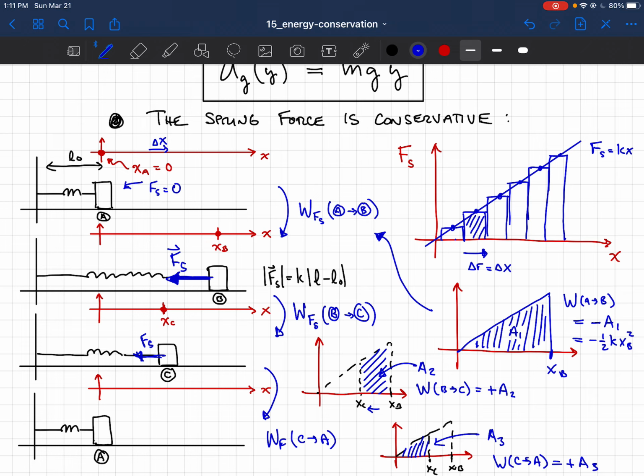Well, we get, so the work total, let's write it out. Work total is equal to minus A1 plus A2 plus A3, which is equal to minus, well, A1 is just A3 plus A2. So we get minus A3 plus minus A2 plus A2 plus A3. That equals 0. So we've shown that the work done by the spring force is 0 over a closed path, a closed loop, and that means that the spring force is conservative.